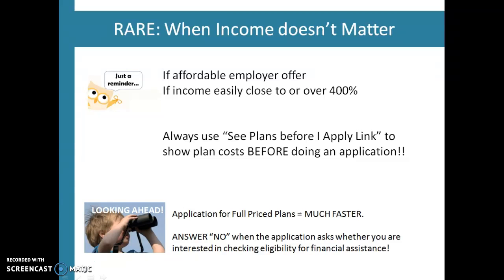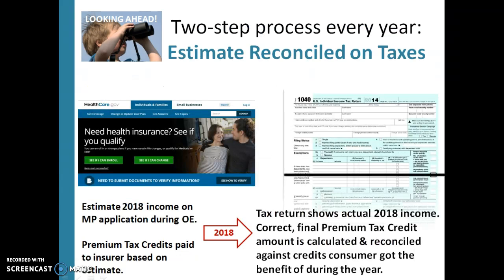If you do answer no to the question about whether or not you're interested in checking for financial assistance, the application will automatically leave out the income section, which is what we want, because we shouldn't be using income to figure out a subsidy for these two instances. Again, these are unusual, but it's important for you to be aware of them.